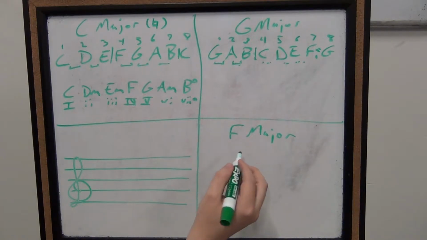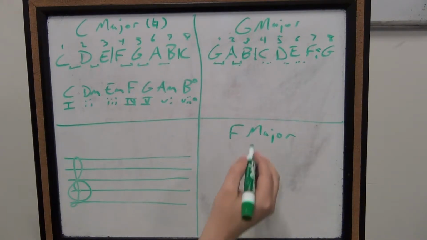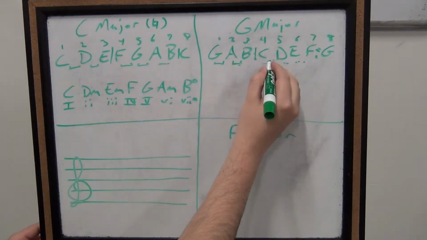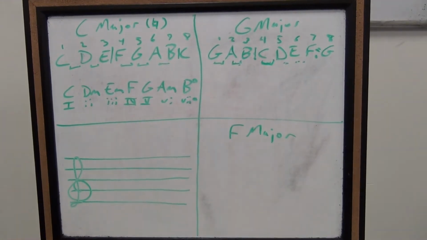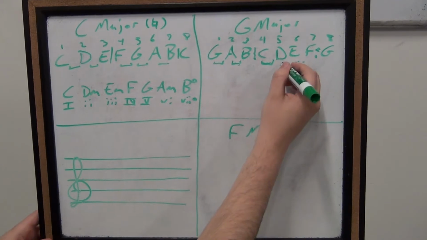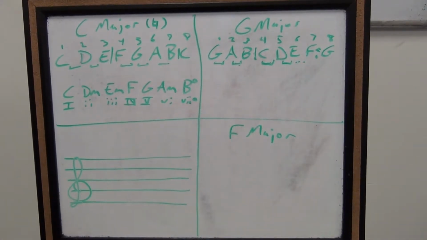C to D, what do we want? Whole step. What do we have? Whole step. What do we do? Nothing. D to E, what do we want? Whole step. What is it? It's a whole step. You guys get the drill. Okay, finally, E to F. What do we want?